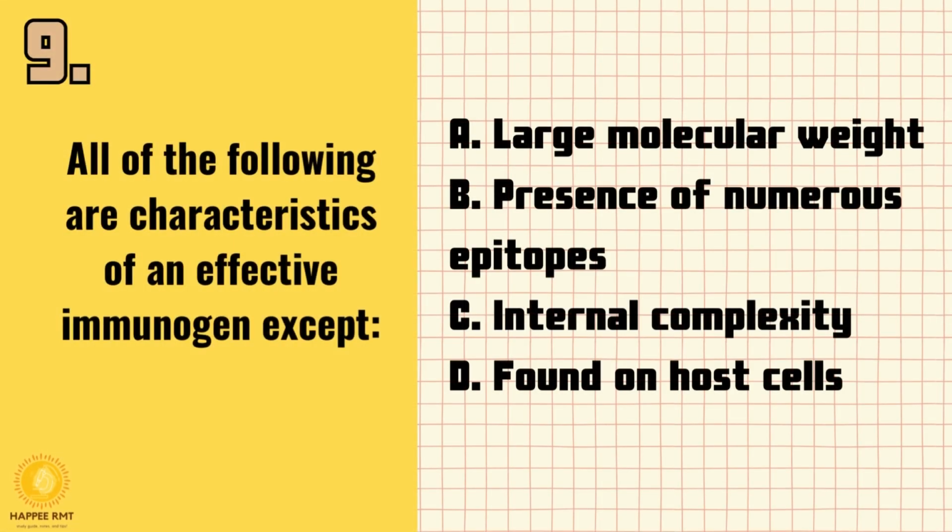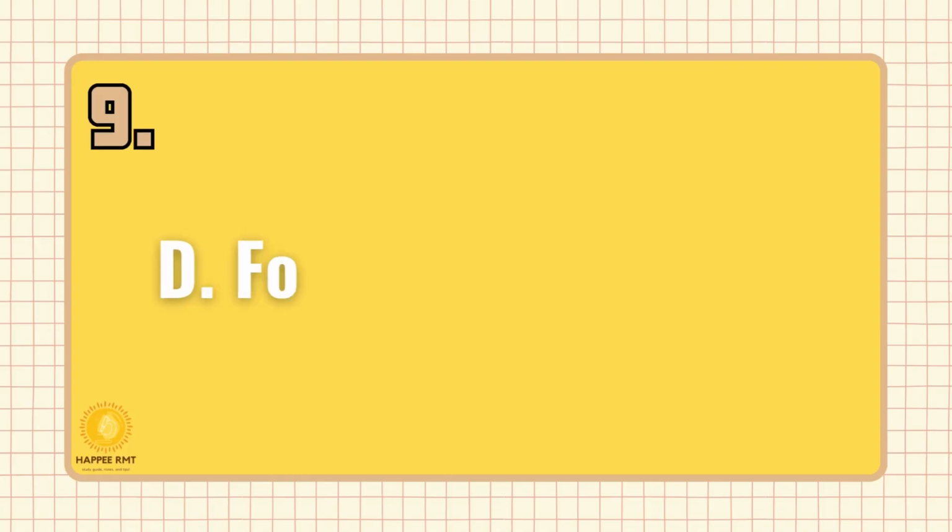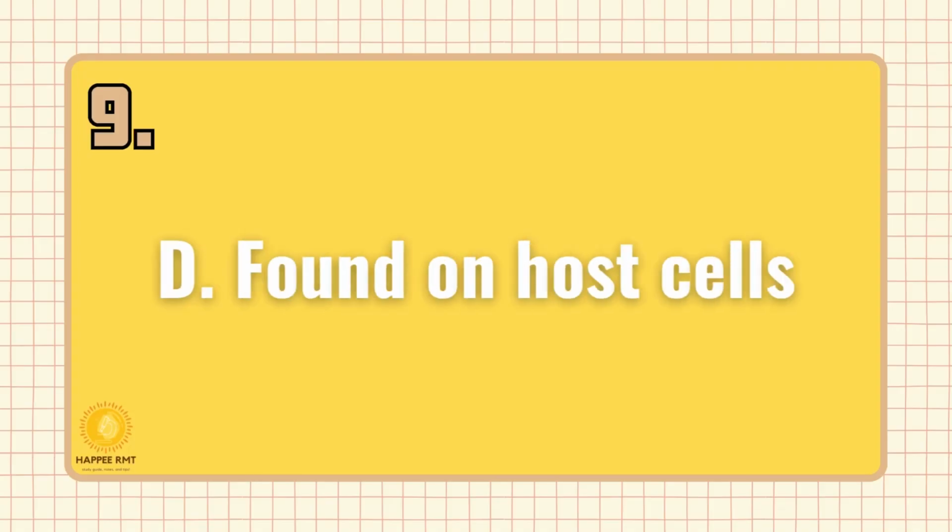Number 9. All of the following are characteristics of an effective immunogen except A. Large molecular weight, B. Presence of numerous epitopes, C. Internal complexity, or D. Found on host cells. Answer is D. Found on host cells.